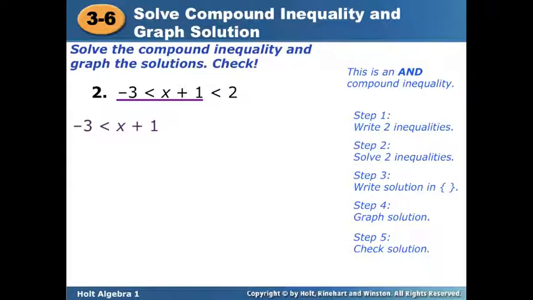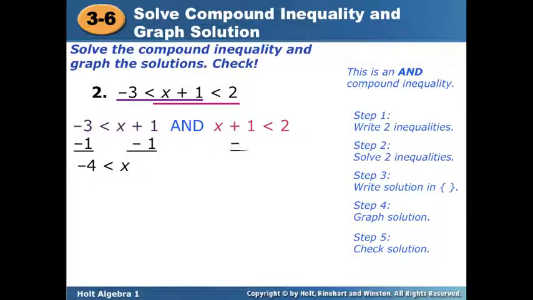So negative 3 is less than x plus 1 is our first inequality, and x plus 1 is less than 2. We'll now solve each of the inequalities. Subtract 1 on both sides. We get -4 is less than x. For the second inequality, we'll also need to subtract 1. X is less than 1.